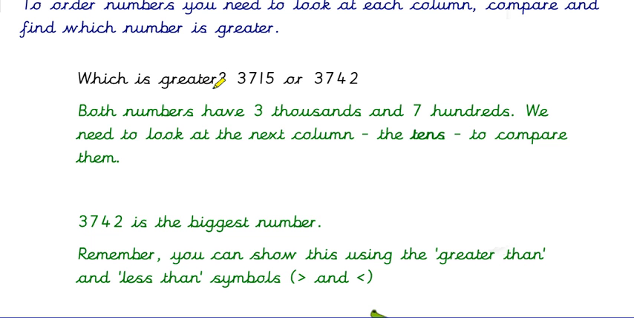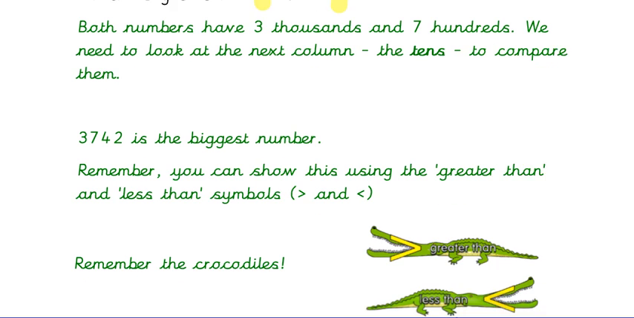So we're looking at which is greater, 3,715 or 3,742. Both of those numbers have 3,000s and 700s. So we need to look at the next column, the tens column, to work out which one is the biggest. We've got a 1 in that tens column and a 4 there. So we know that 3,742 is the biggest number because there's more tens in that column.